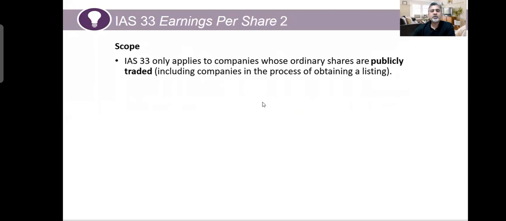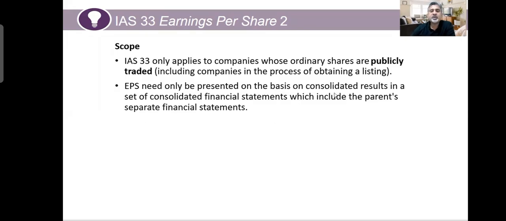IAS 33 only applies to companies whose ordinary shares are publicly traded. If your shares are bought and sold in the stock market, IAS 33 applies. This is one of the differences in IFRS for SMEs, because in IFRS for SMEs, we don't calculate EPS because it does not apply for them. SMEs are not publicly traded. EPS need only be presented on the basis of consolidated results in a set of consolidated financial statements, which include the parent's separate financial statements.